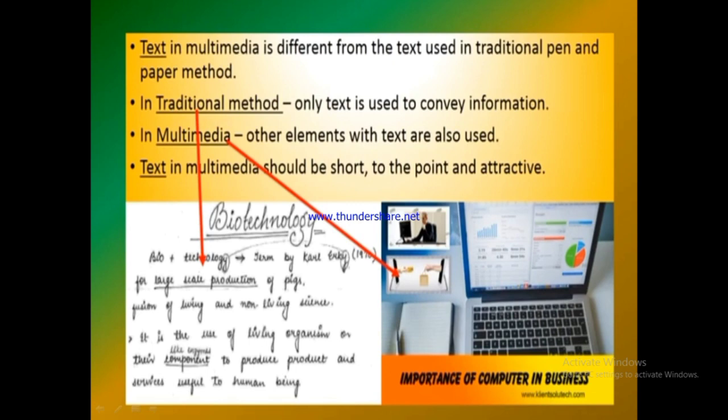Text in multimedia is different from the text used in the traditional pen and paper method. In the traditional method, we convey the information using only text, while in multimedia, we have other elements along with text. These elements work together to convey meaningful information. Thus, we can say that the information is in the form of text, sound, picture, etc.